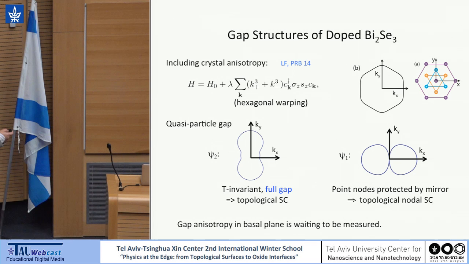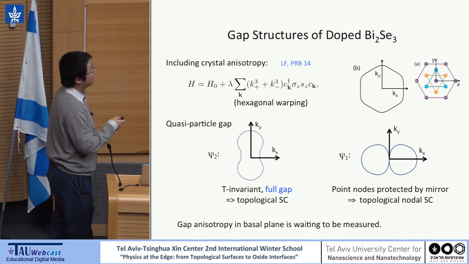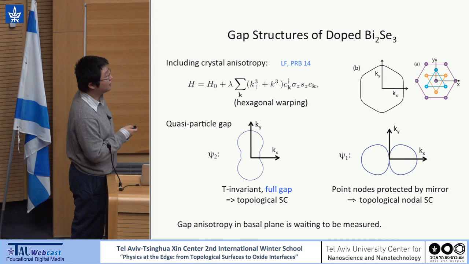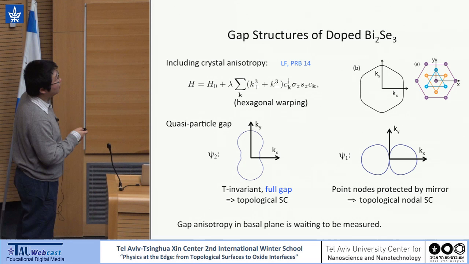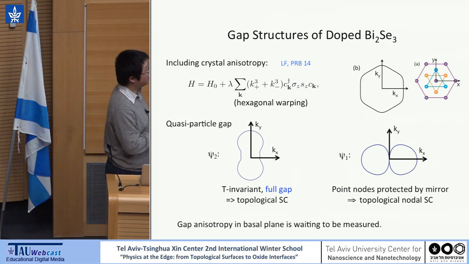So now, motivated by this experiment, we look at the gap structure of this delta 4 pairing. And here, again, it's crucial to include the effect of crystal anisotropy. And once that is included, we find that the gap structure is very different depending on the orientation of the superconducting order parameter relative to the crystal axis. When it's oriented along the x-axis, the gap has a point node, okay, in the y direction. This point node is protected by the reflection symmetry of the crystal. It leads to a topological nodal superconductor. But for order parameter oriented along the y-axis, the superconducting gap is actually full. It leads to a time reversal invariant topological superconductor. And this kind of gap anisotropy in the basal plane is still waiting to be measured.